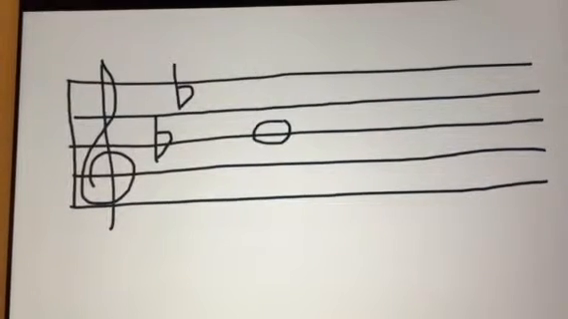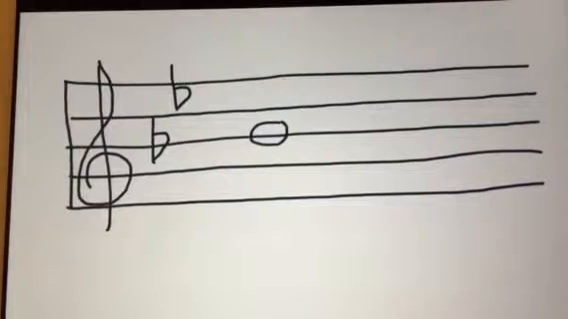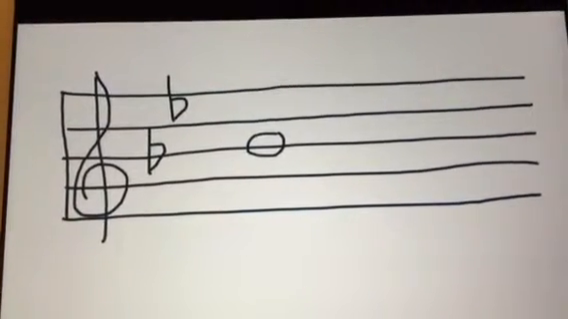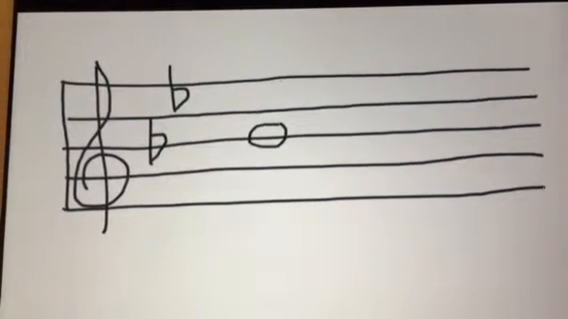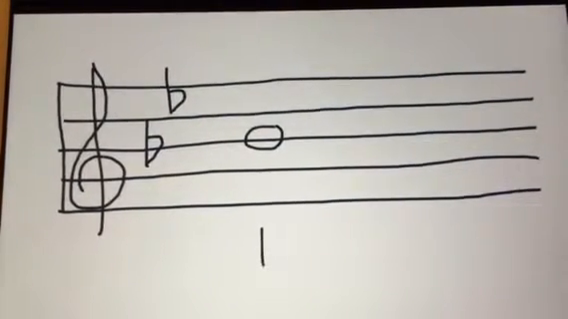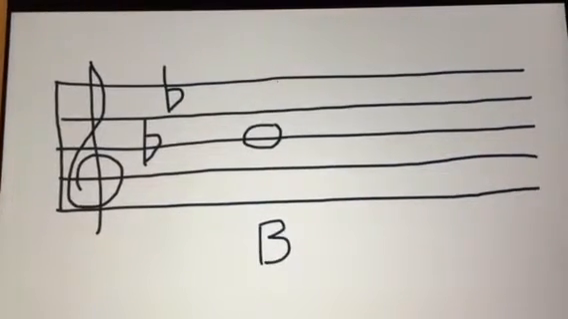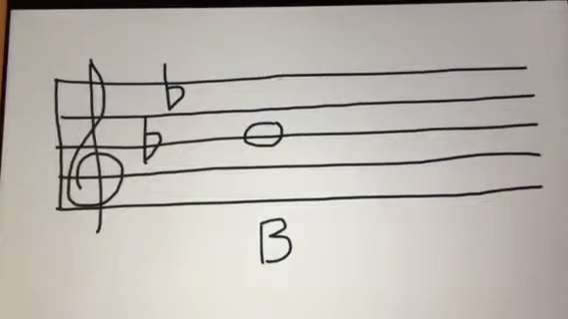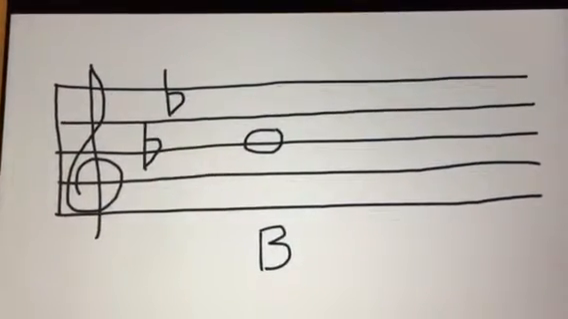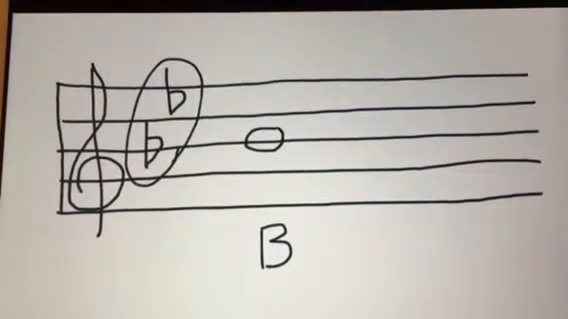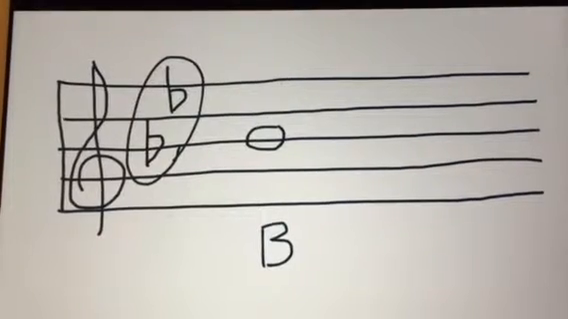Once you define do, the second thing you do is find out the letter name of do. In this case, the letter name is B. But what about these sharps and flats? How do I know if the key is B major or B flat major?